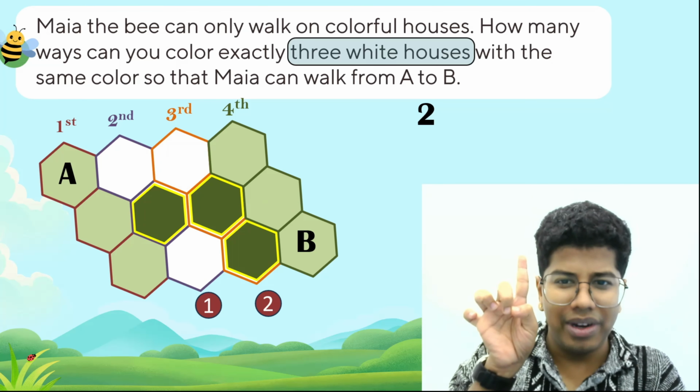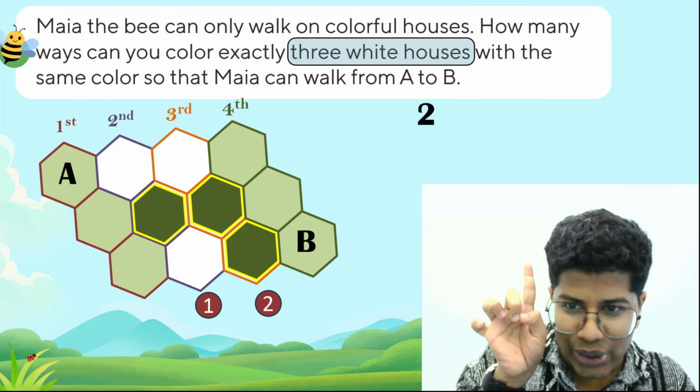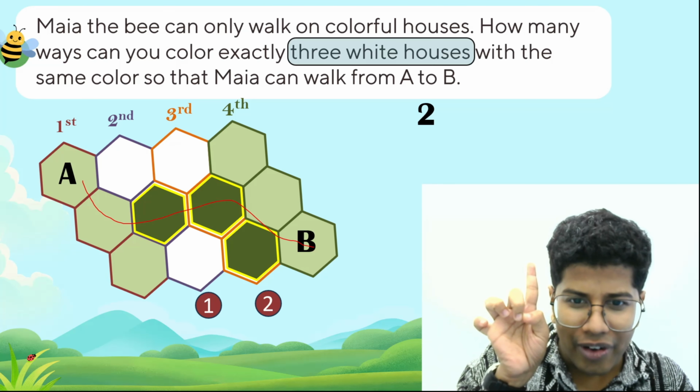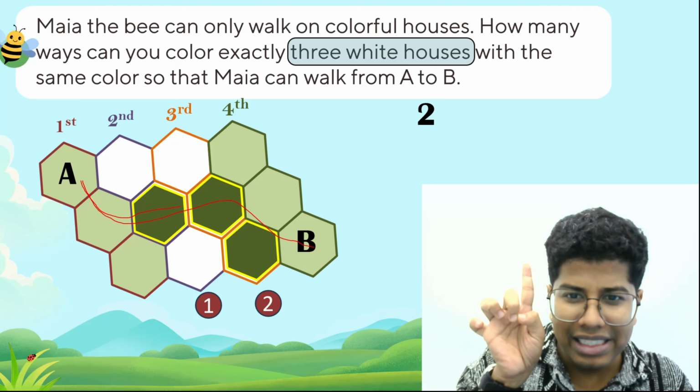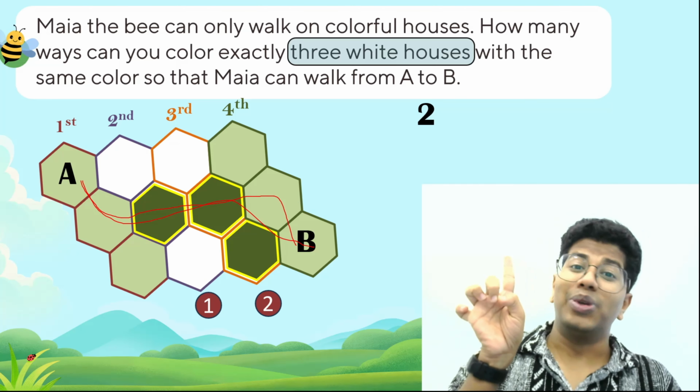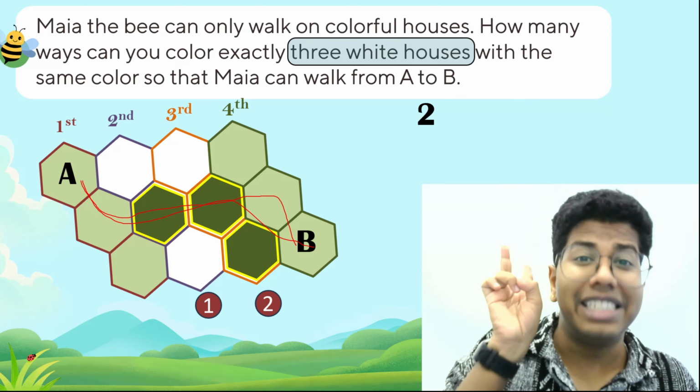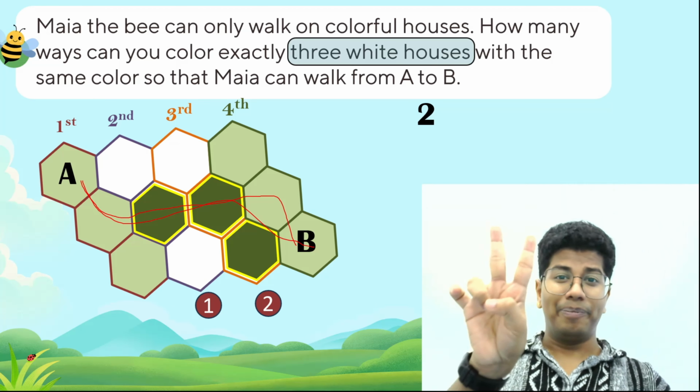Now let's move down. If we color this 2, it can still walk from this part, or else it can still walk from this one. So no matter what way we choose, it can still walk. So this is the second way.